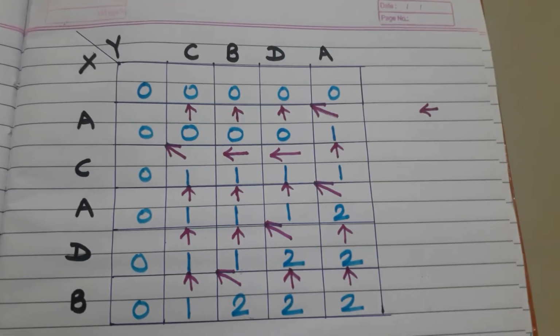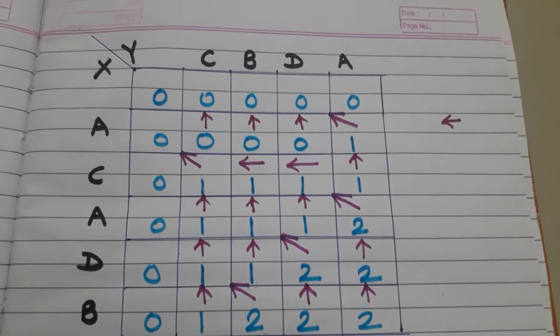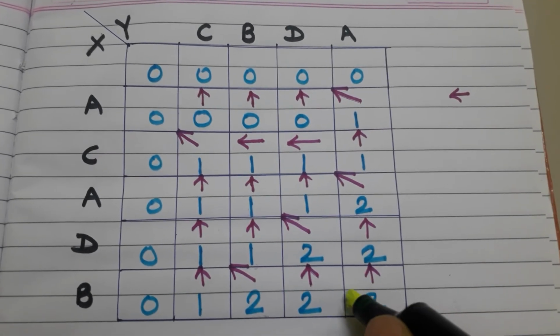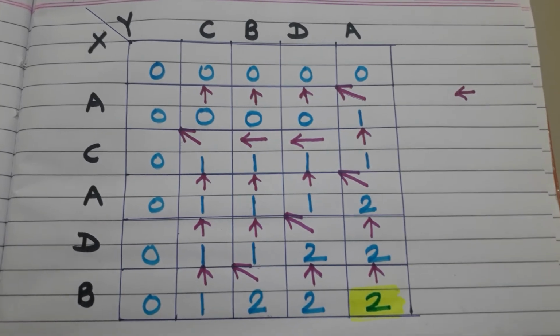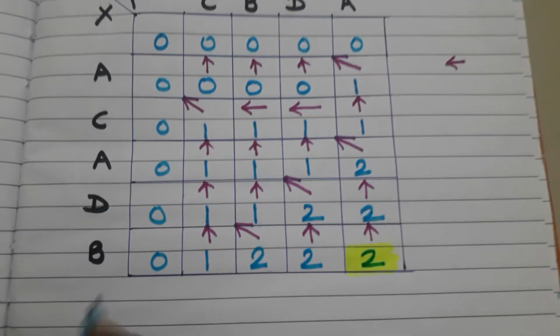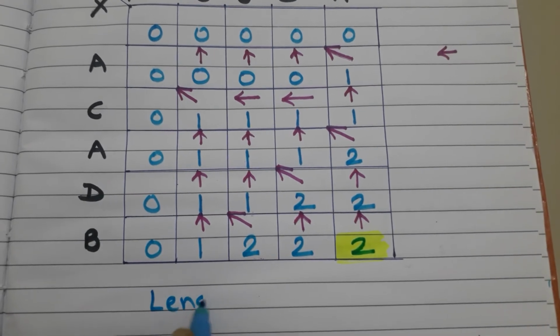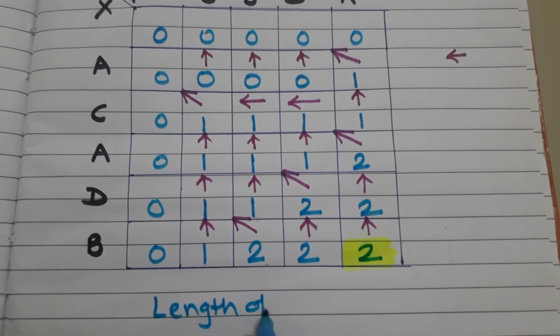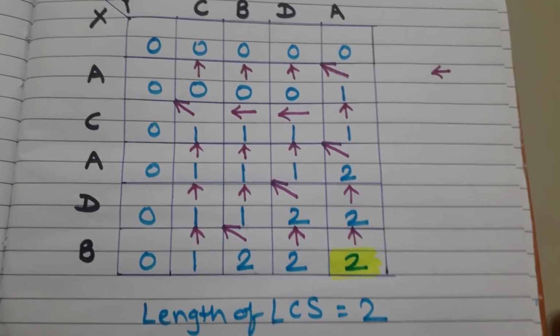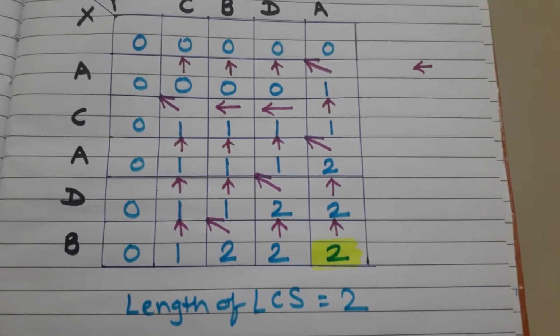So here you can see that in the longest common subsequence table, the last row and last column show the value 2. So therefore we can write that the length of the longest common subsequence is 2.